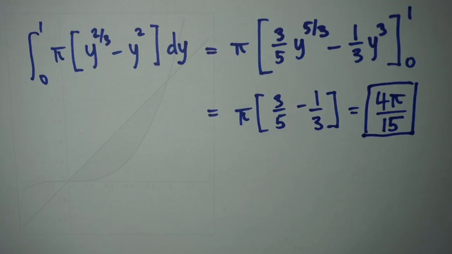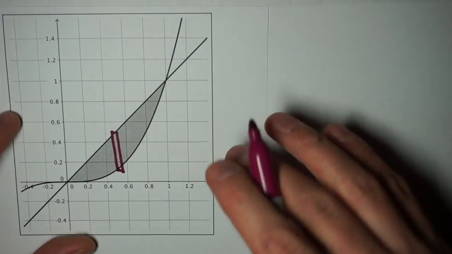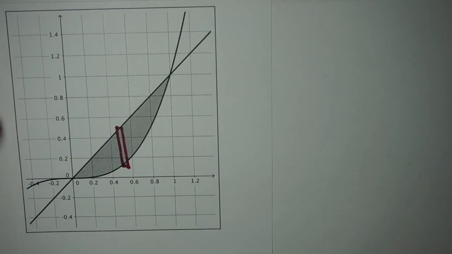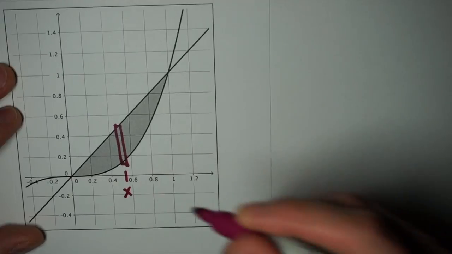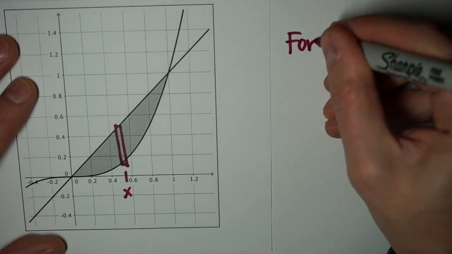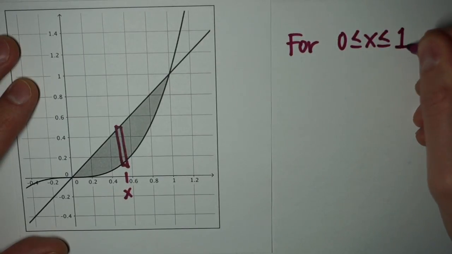Next, we're going to set it up using cylindrical shells, or using elements that are parallel to the axis of rotation, which remember is the y-axis. So if I draw my elements like this, I'm looking at an element for every value of x, and the values of x that are available to me are x's between 0 and 1.